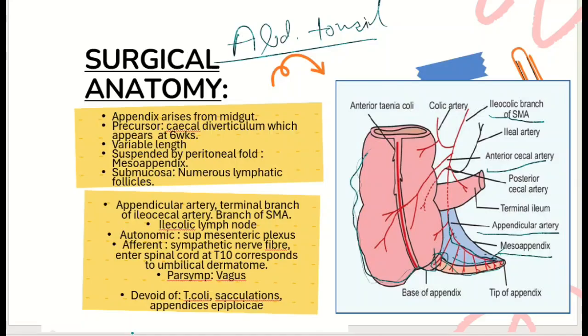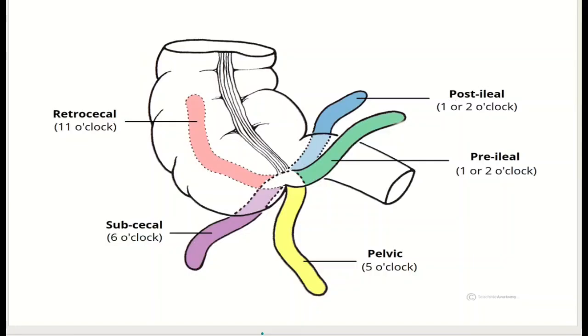Autonomic nervous system is superior mesenteric plexus. The afferent fibers, the sympathetic nerve fibers, enter the spinal cord at T10. This T10 corresponds to the umbilical dermatome. Parasympathetic is from vagus. Now, it is devoid of tinea coli, and there is no sacculation or appendices epiploicae, that is the fat-filled cavities. Those are not present in appendix.